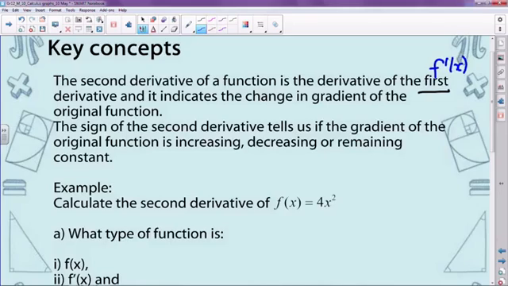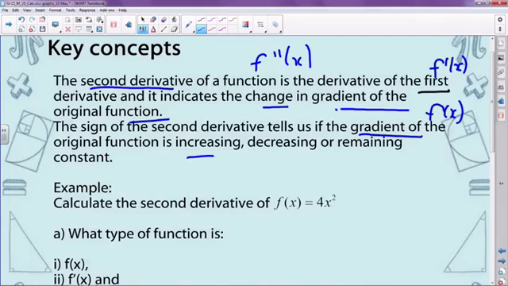What the second derivative tells you is the change in gradient of the original function. So your original function is f of x, and your second derivative indicates the change in gradient of your function f of x. It will make more sense when we look at examples. The sign of the second derivative tells us if the gradient of the original function is increasing, decreasing, or remaining constant. Okay, and again, we'll look at a few examples and explain that in more detail.